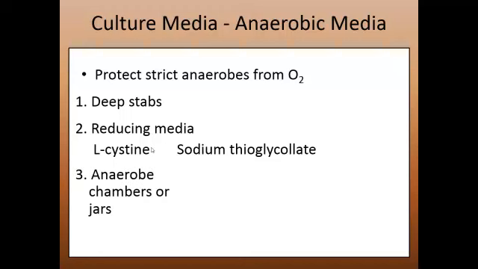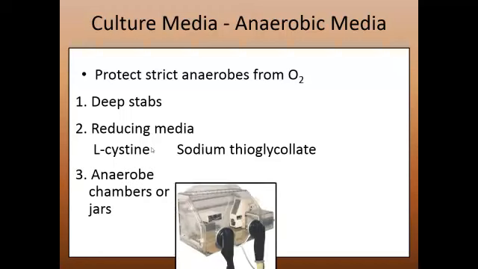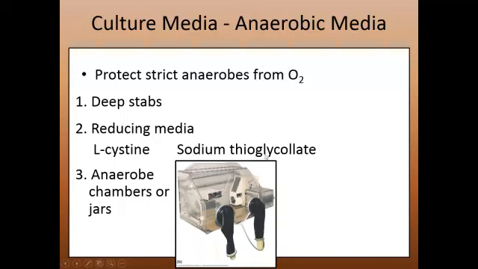We also can use anaerobe chambers or jars. Anaerobe chambers are chambers like this, and we have sleeves that you can put your arms through, but we've removed all of the oxygen from the atmosphere. Generally, we pump a combination of nitrogen, hydrogen, CO2, depending upon the needs of the anaerobe.